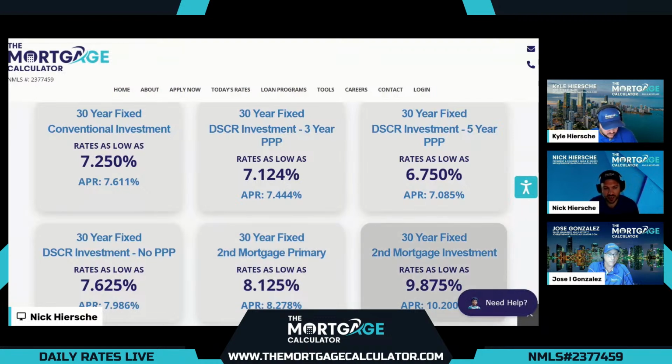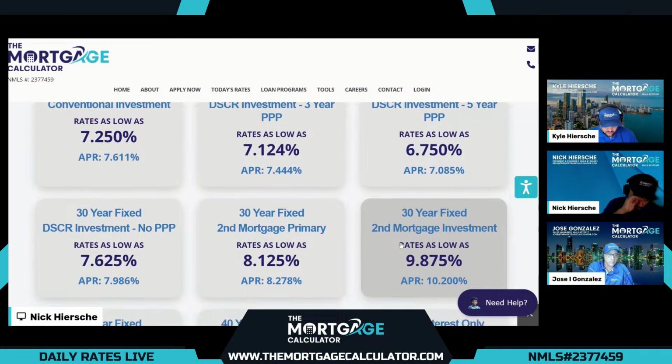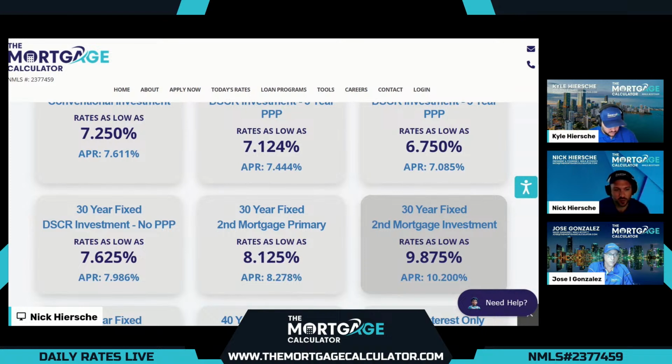And same option here for our investors that may have a low first mortgage and want to keep that and still need cash out, no problem. 30-year fixed second mortgage for investment properties to get cash out. Rates as low as 9.875 today. Final APR comes in at 10.2. And again, this is non-QM, so it could be full doc or even alt doc with bank statements. So tons of great options here.